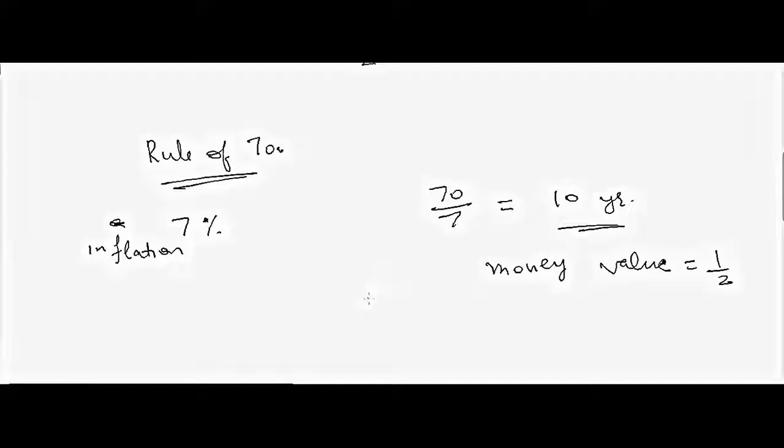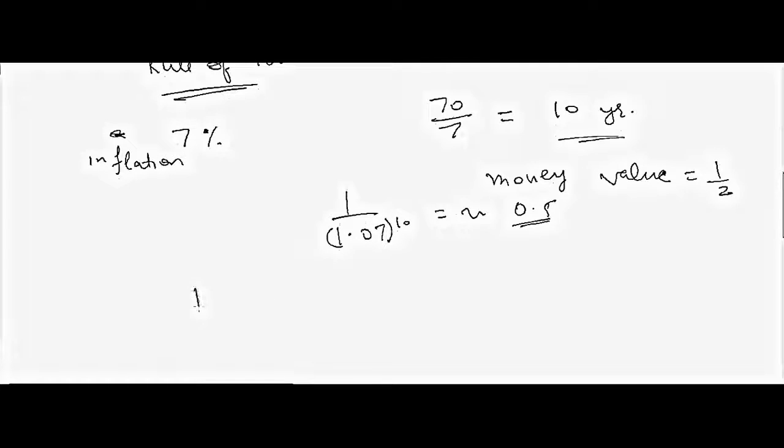You can do this in an accurate way by calculating 1.07 raised to the power 10, and you will see that will be approximately equal to 0.5. So it takes around 10 years, if the inflation is 7%, for money to be half. And in the same way, if the inflation is 14%, then it will take you 70 divided by 14 is equal to 5 years. So this is what we call the rule of 70.